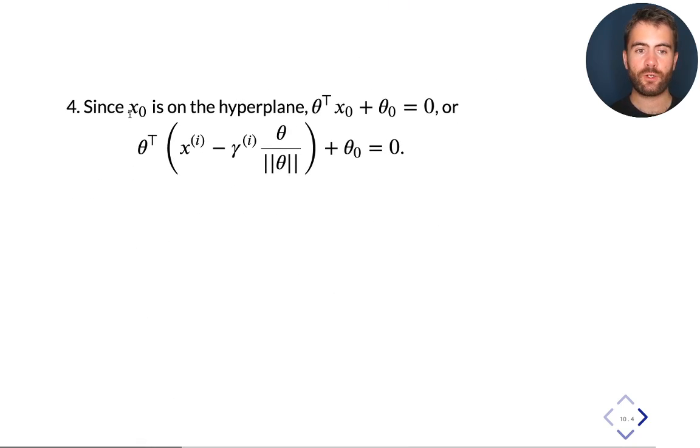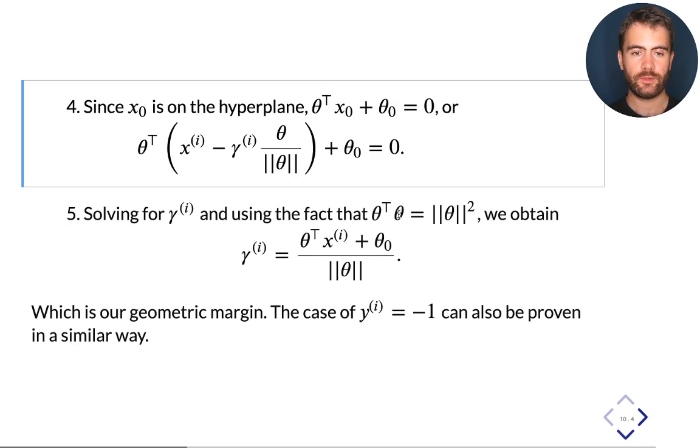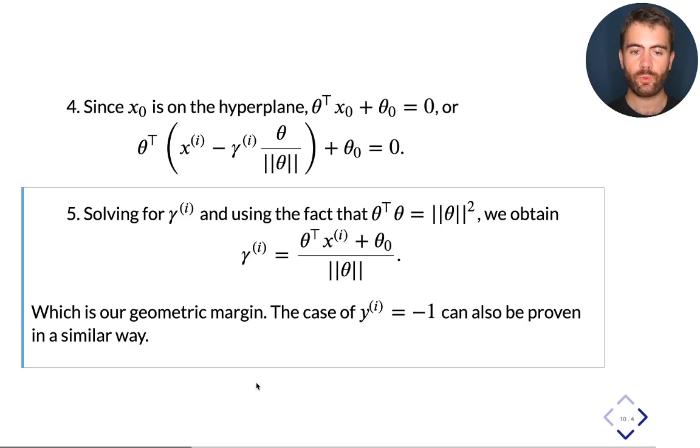And now, since x0 is on the hyperplane, the following equality holds. Therefore, plugging in my definition of x0, the following equation must hold. And now solving for gamma, I have the following formula, which is this geometric margin. This is precisely the formula for the geometric margin that I had earlier. So hopefully I have convinced you that this particular definition, which I will be denoting by gamma throughout the rest of this lecture, is a good formula for the margin, and it's a sensible objective for us to maximize.